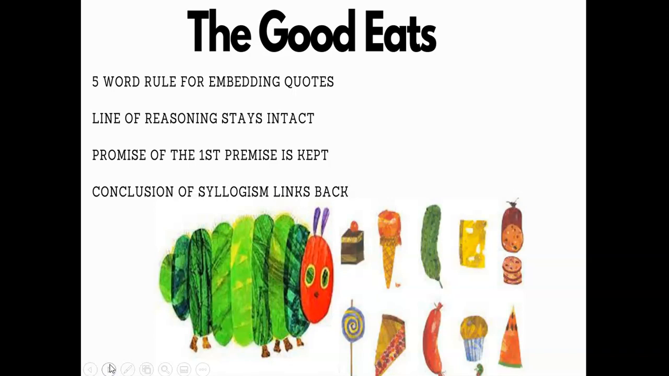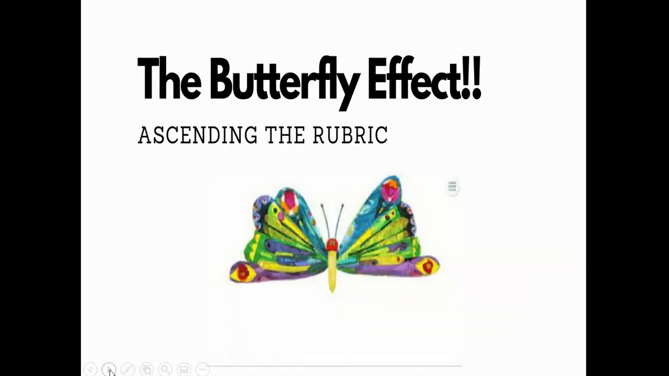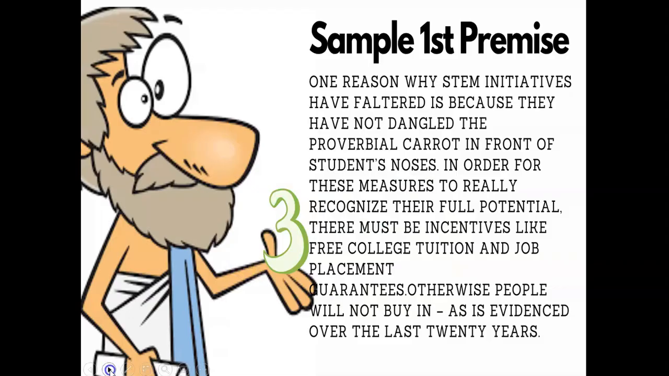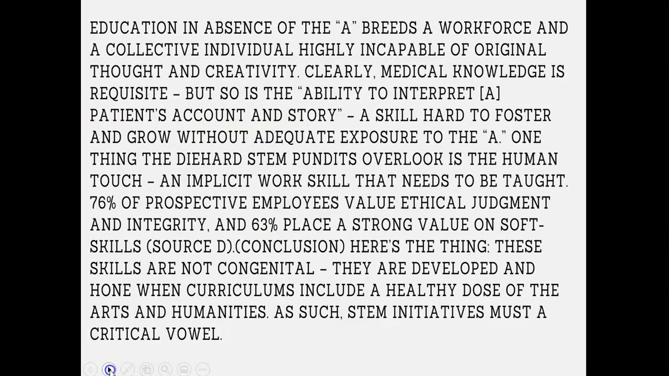I want students to facilitate that conversation to show how all of those quotes and paraphrases were germane to the promise of the first premise. The conclusion linked back. The 5-word rule was in play. Everything in that was pretty stellar and a job well done. Give it a butterfly. A couple of things needed to be tweaked on it, but overall, very good job. So that's how we do this.